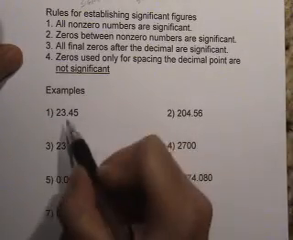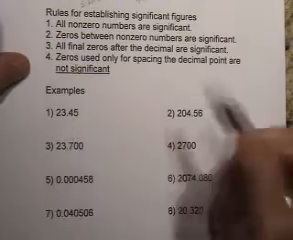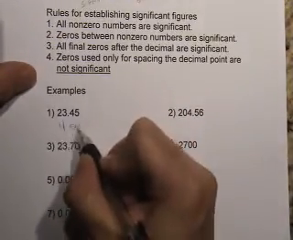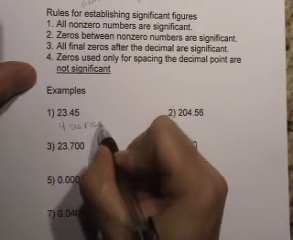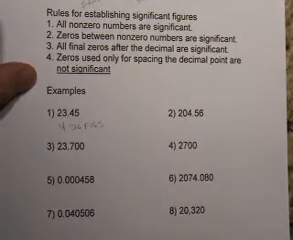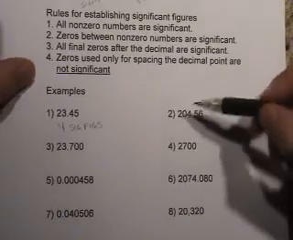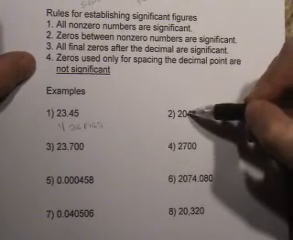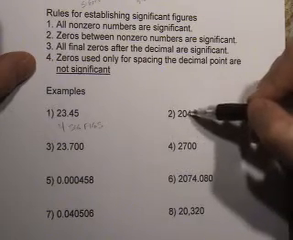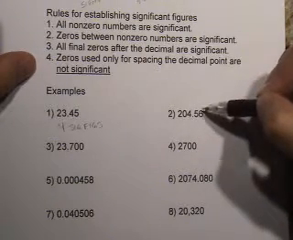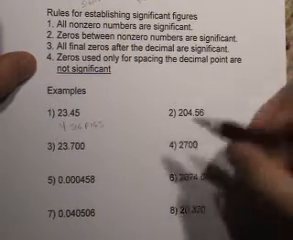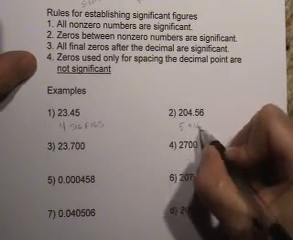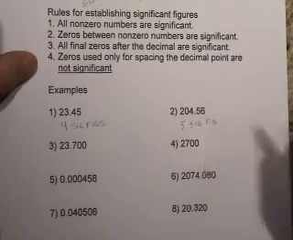So 23.45, no zeros in there, all non-zero numbers. This one has 4 significant figures. Number 2, 204.56. There is a 0, but it's between 2 non-zero numbers. Of course, the non-zero numbers count, but because this is between non-zero numbers, that also counts as a significant figure. So I have 5 significant figures in that number.